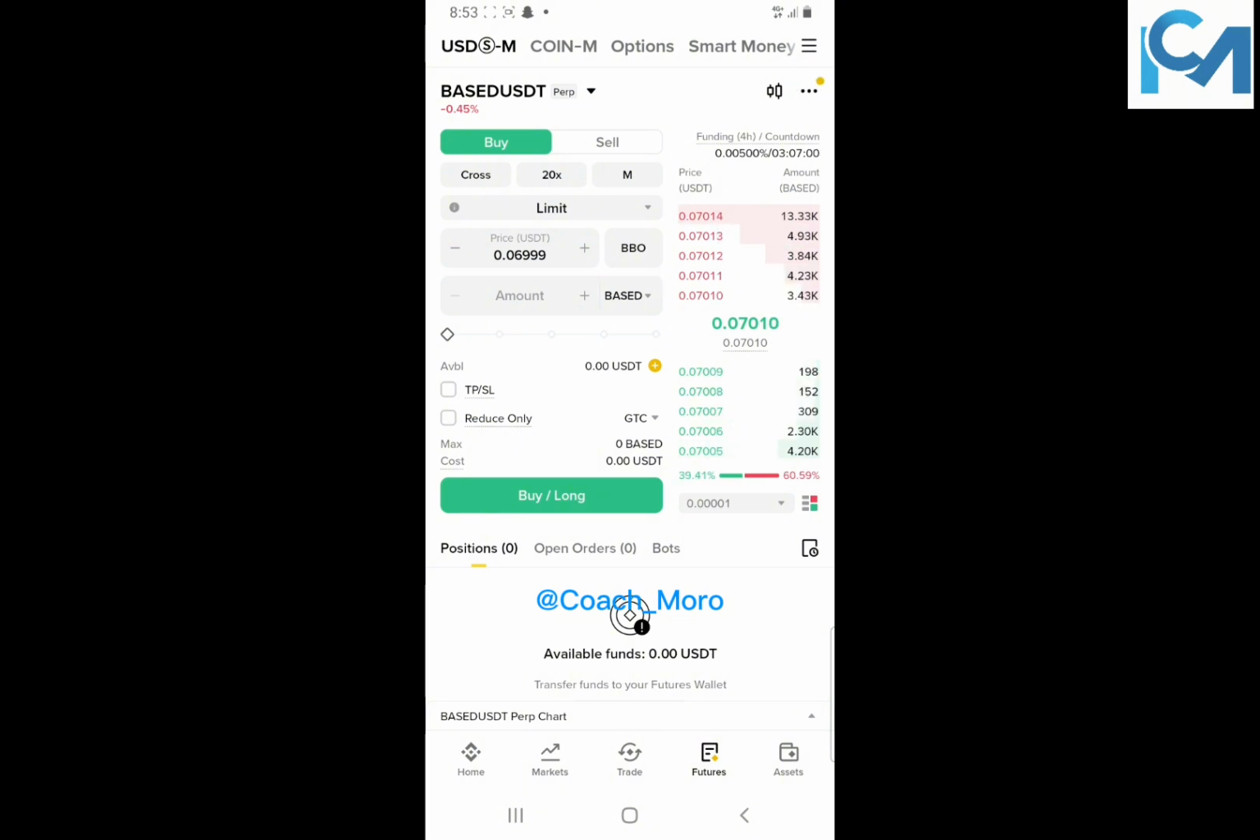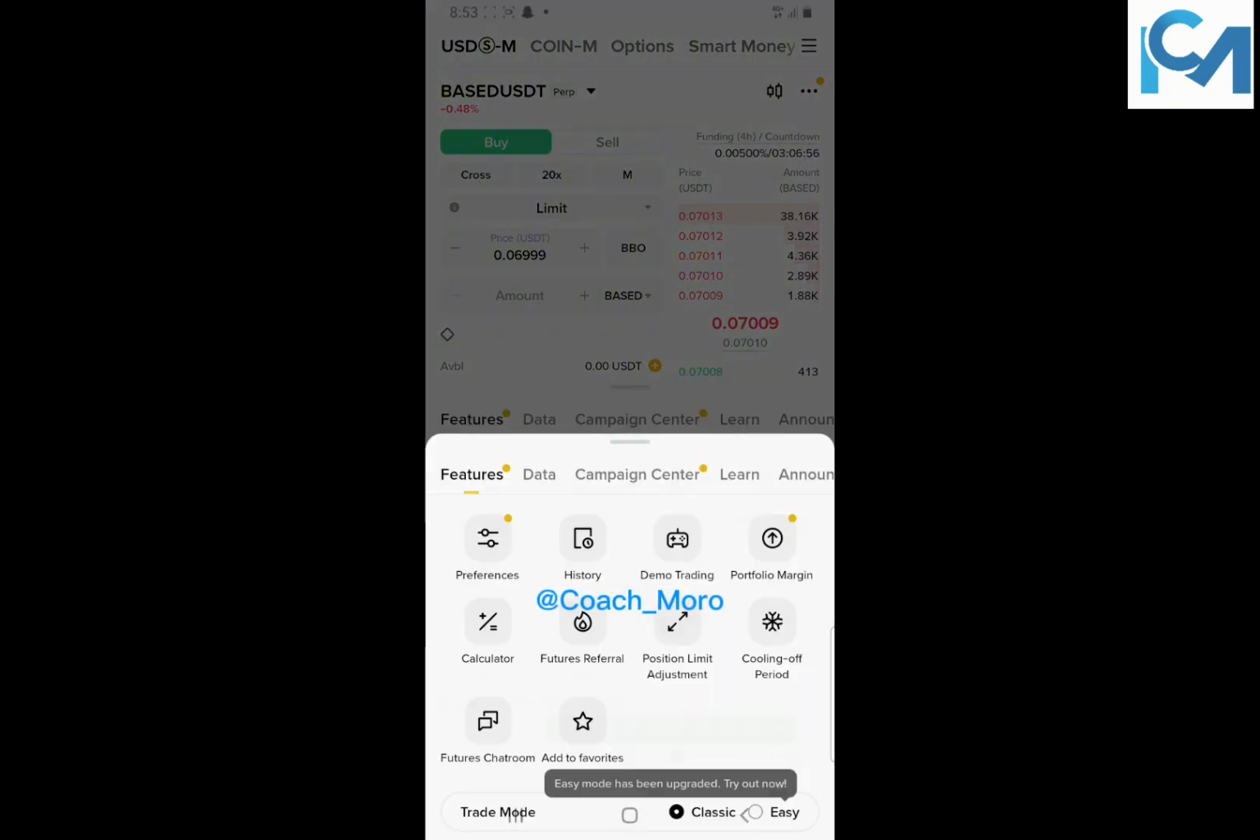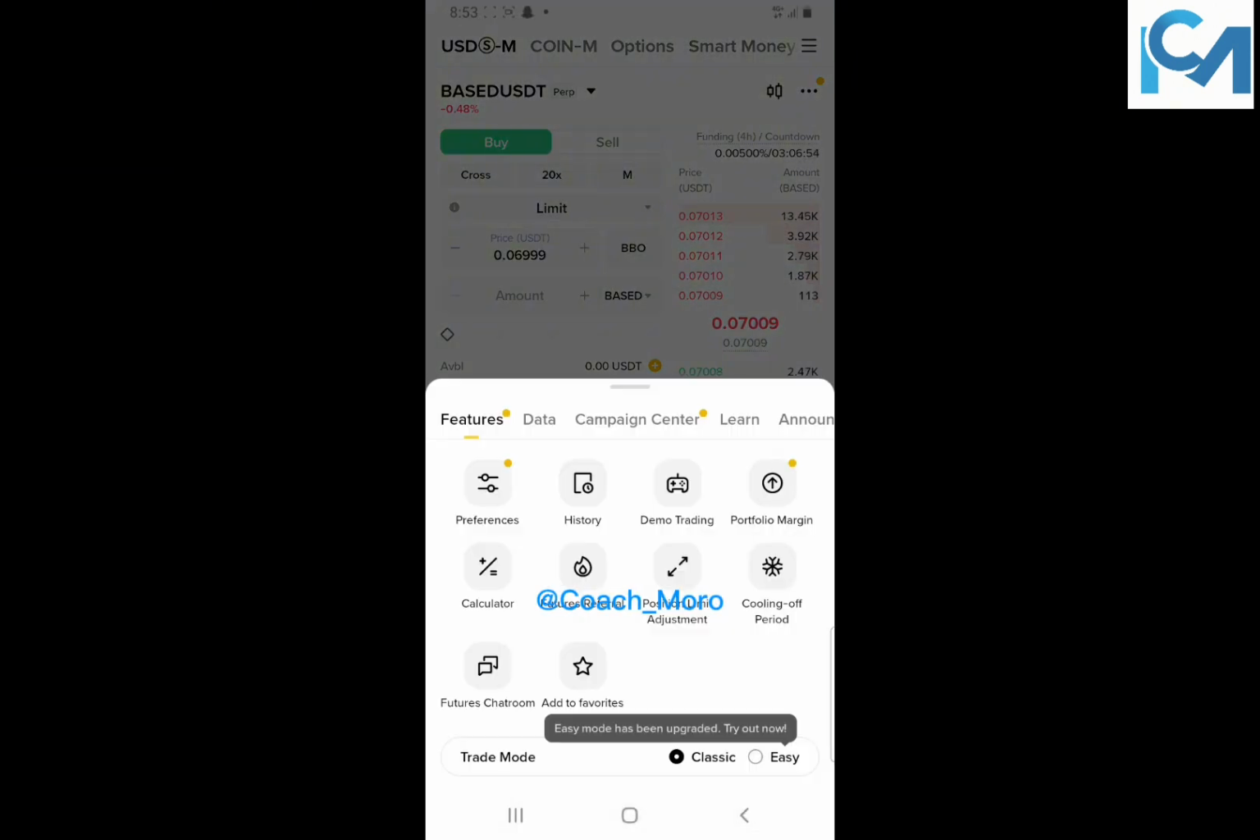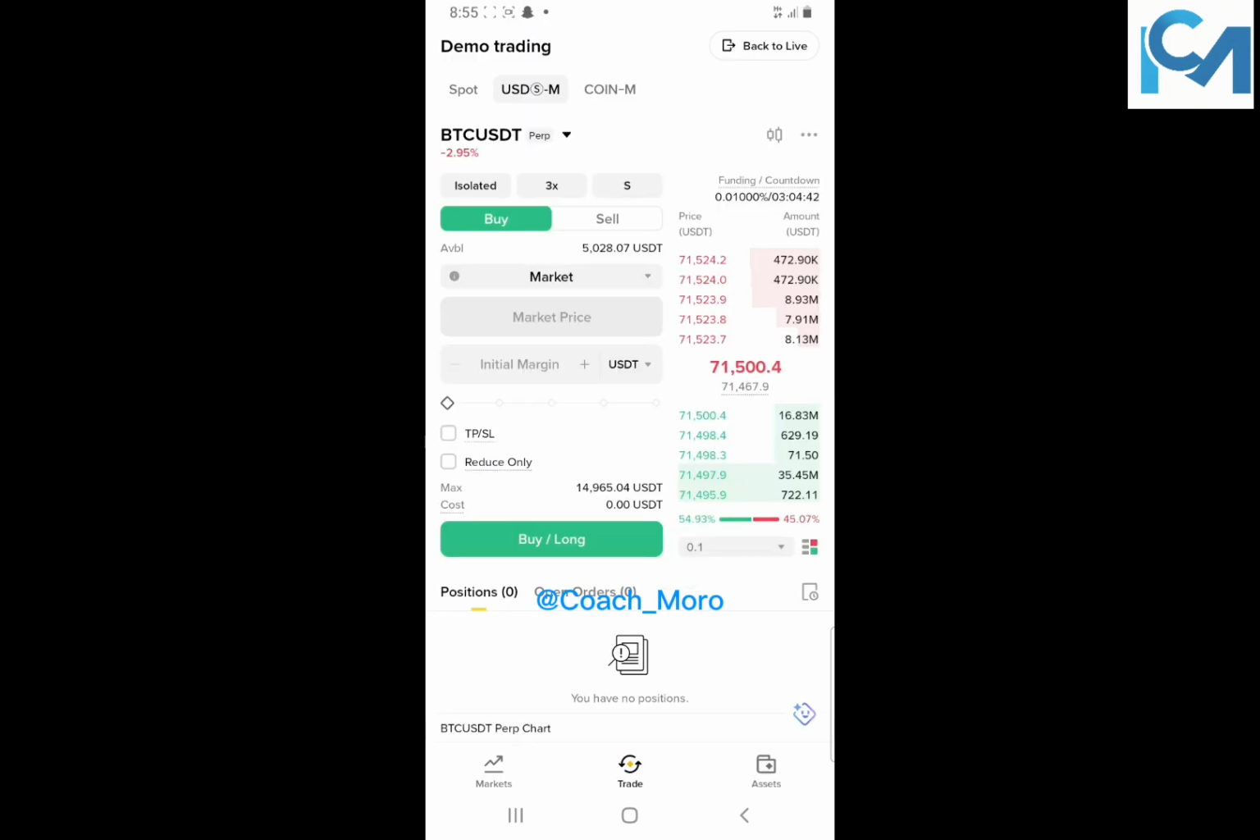So you click on the dot which is beside the base and the USDT, where the drop down is, I mean the perps. You click there, then you select demo trading. Also click on BTC USDT.